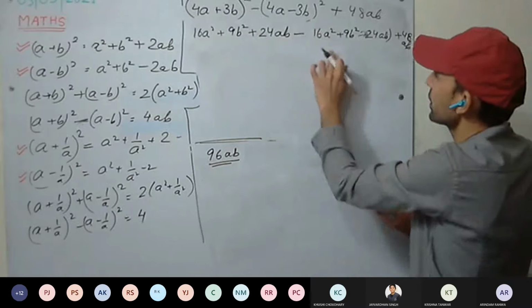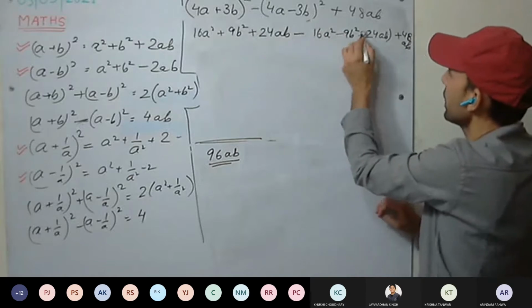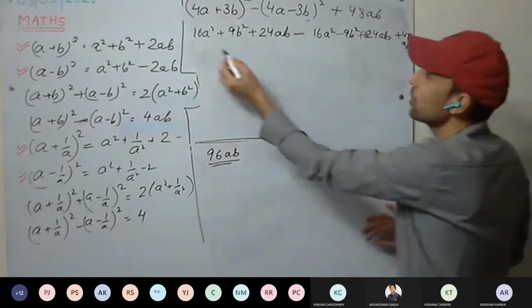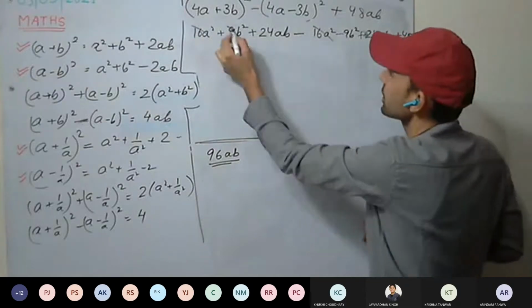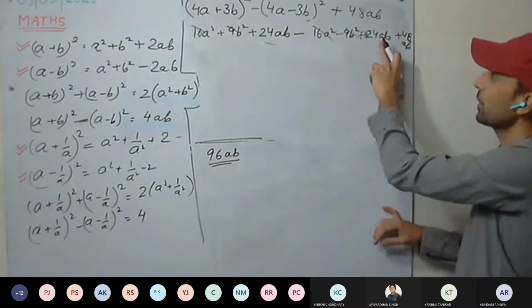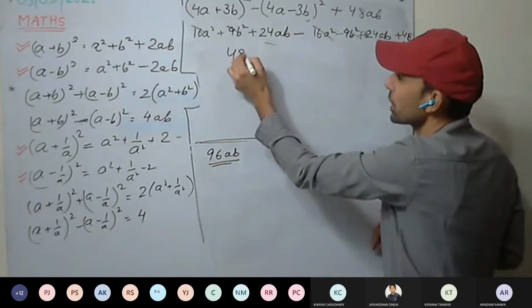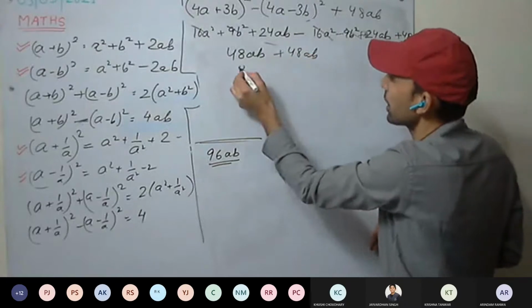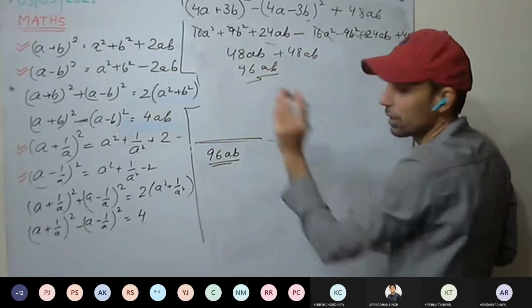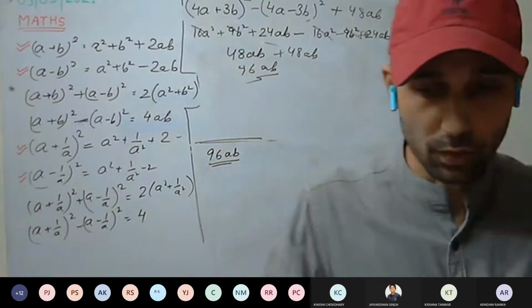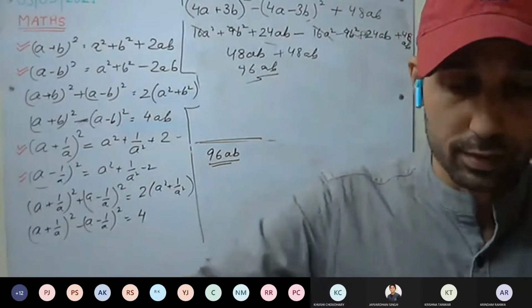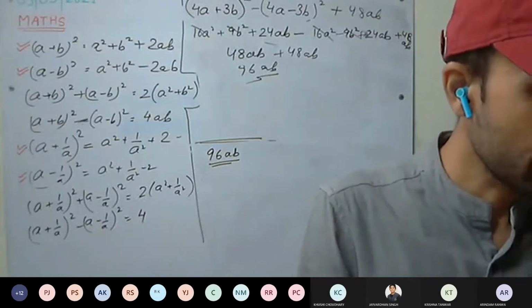Now if you open the bracket, here we will have the minus sign and here we will have the plus sign. Now they get cancelled. We are getting 24 AB plus 24 AB, 48 AB plus 48 AB, 96 AB. Is everyone able to solve? If you don't get it, do ask. Okay, do the third one now.